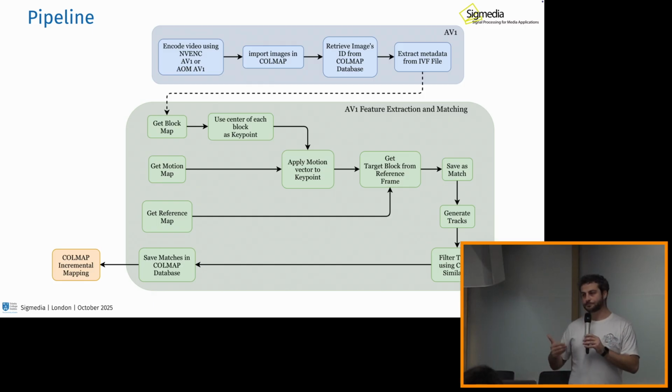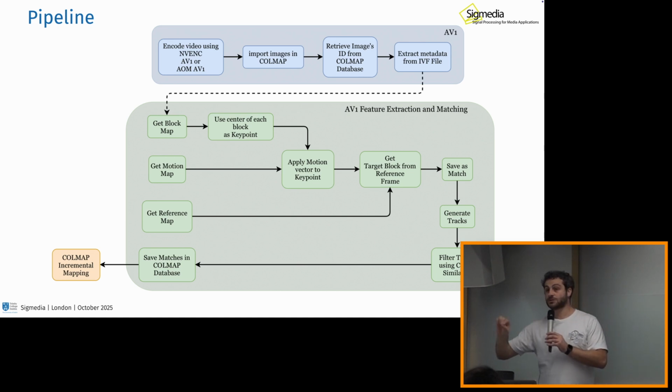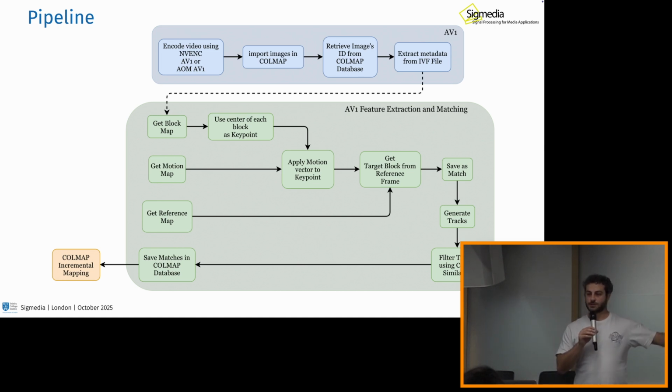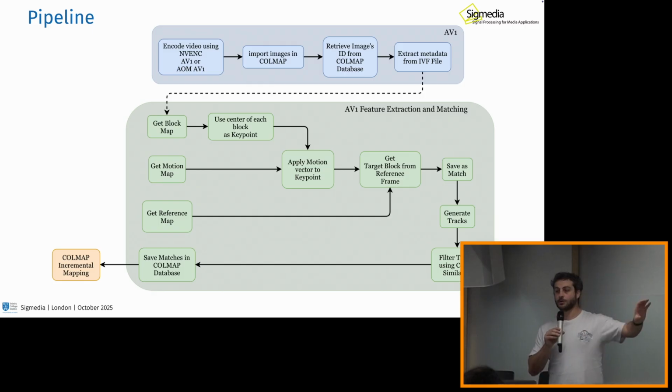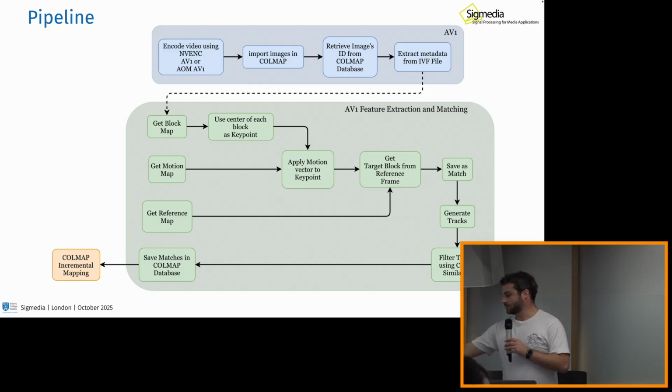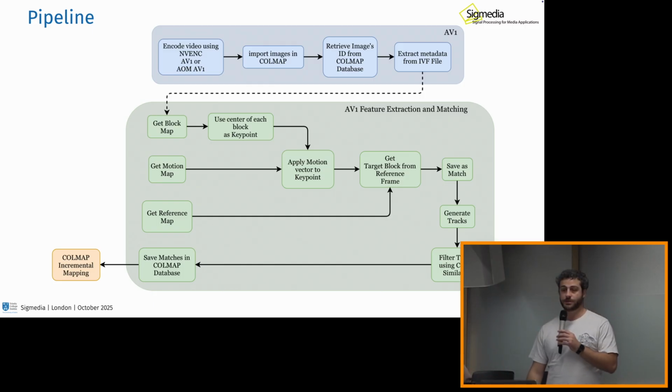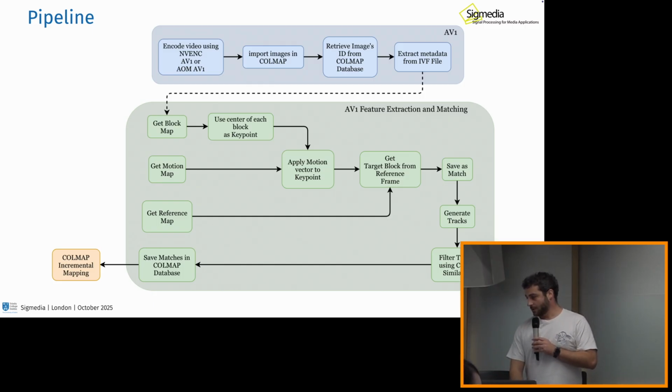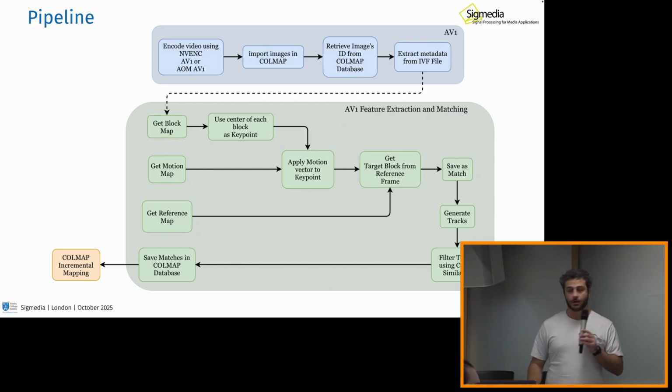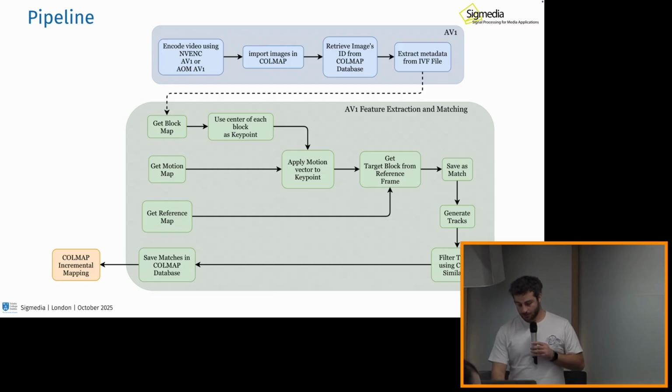So what we are trying to do is to say, okay, this block comes from here, that location is also linked to that place. So we try to create a track to say, okay, that block is visible in all those frames. Once we got all those tracks, that's when we apply the cosine similarity test. And then it's just COLMAP incremental mapping.